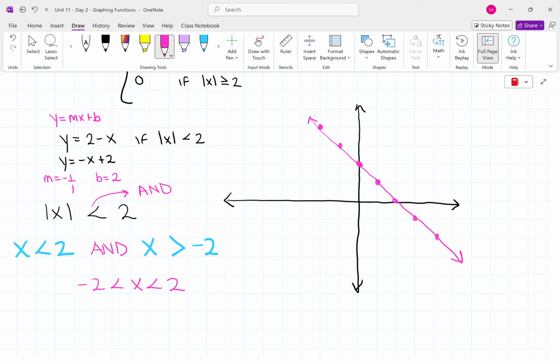What does this mean for my line? This means that my line only exists between where x is negative 2 and x is positive 2. So where is x negative 2? Right here. Where is x positive 2? Right here. That means everything else that's not between those 2 points will get erased. So erase here.